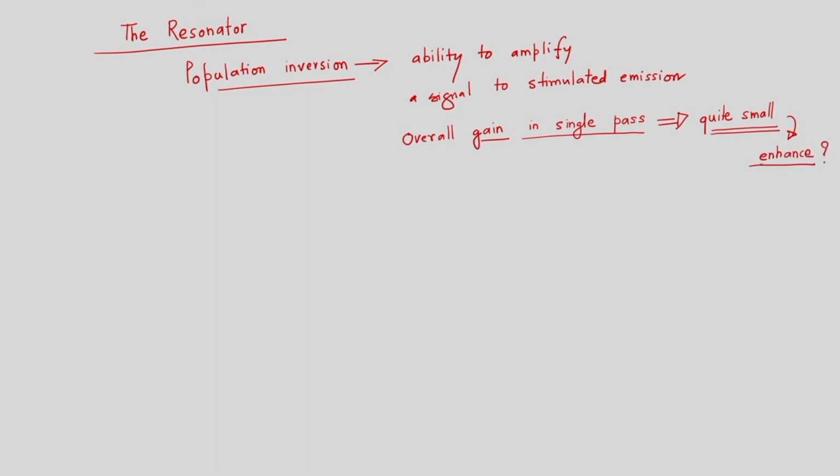Another point in the population inversion is that most of the excited atoms emit spontaneously. So, during this single pass, most of the excited atoms are emitting the photons spontaneously.